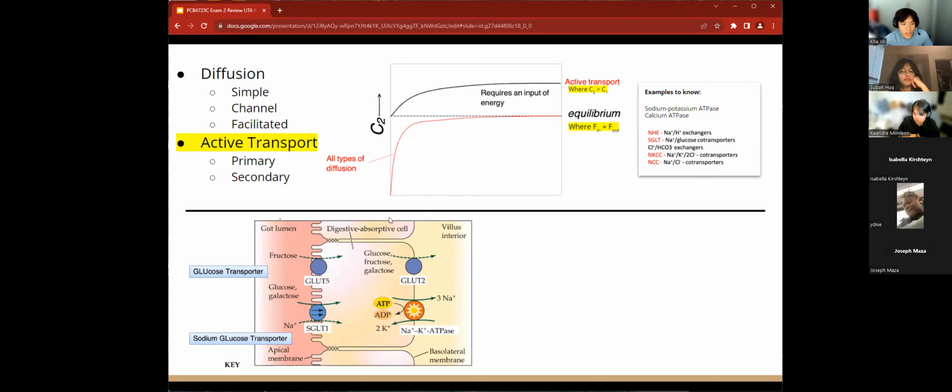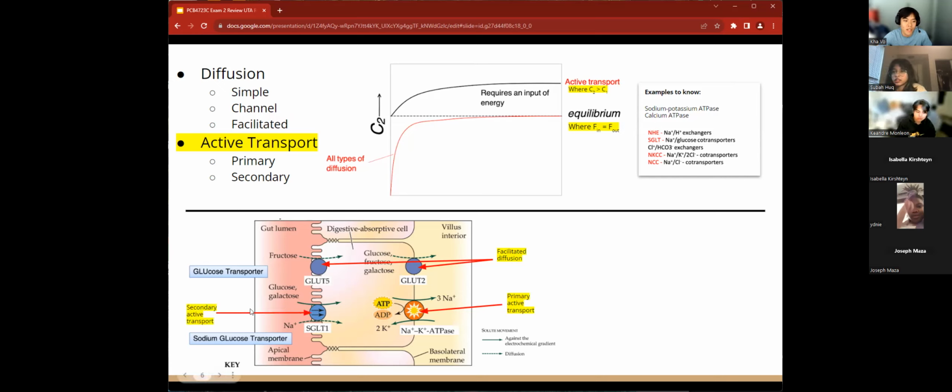Okay, and the reason why that's important is because this generation of a gradient allows for the coupling of sodium passive diffusion with unfavorable transports. So once again, this active pump, which directly uses ATP, directly uses energy to create a high concentration gradient on the outside of the cell. Secondary active transport couples this concentration gradient with another unfavorable transport.